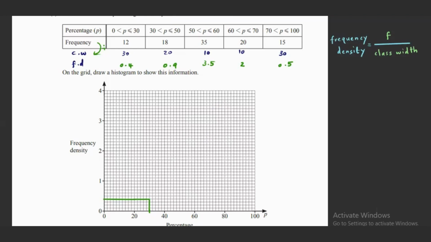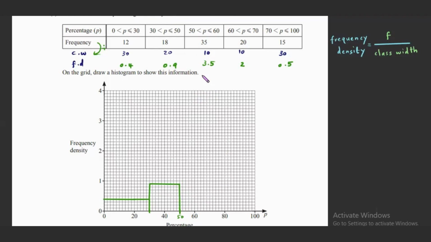Then the next one, 30 to 50. So this is 40, 60. So we have 50 here. This is where 50 is. So 30 to 50, it has a height of 0.9. So 0.9 is going to be somewhere over here. So I'm going to draw the column now. So it will be like this.